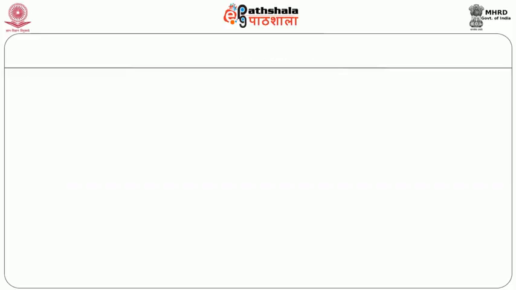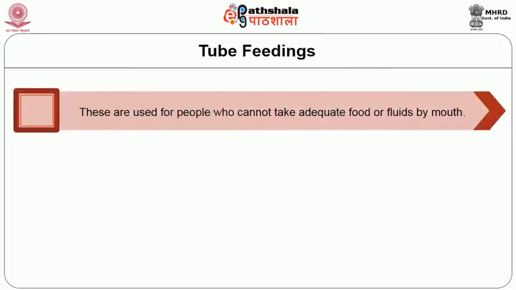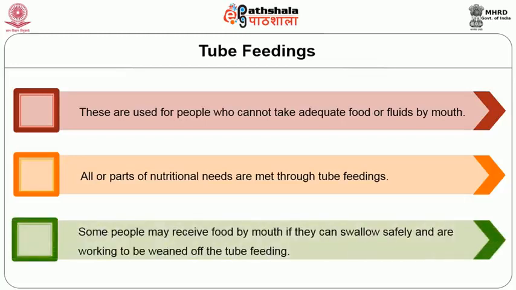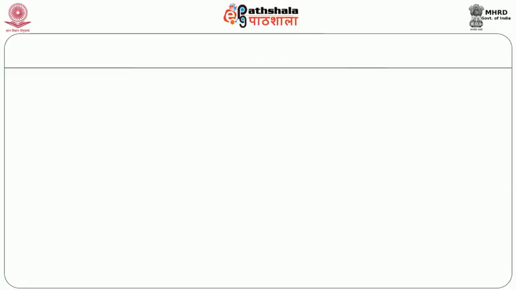So when we go to the next type of modification, which is the tube feedings. Tube feedings are used for people who cannot take adequate food or fluids by mouth orally. All parts of the nutrient needs are met through these tube feedings. Some people may receive food by mouth if they can swallow safely and are working to be weaned off the tube feedings. And the next type of modification is for food allergies and food intolerances.